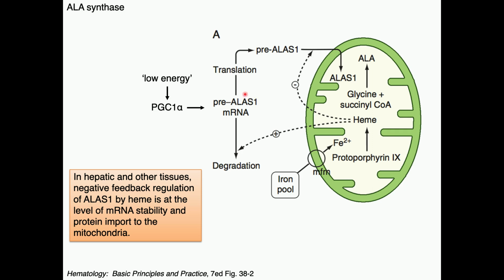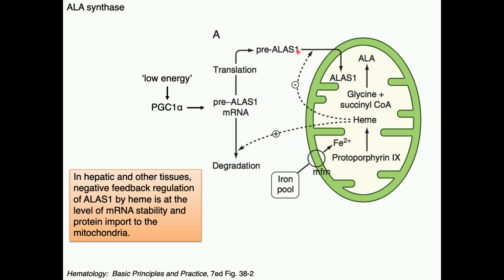Okay, so once the mRNA is translated, the regulation of ALAS1 expression by heme is at the level of degradation of the mRNA. So mRNA instability is promoted by heme, and so degradation of the mRNA is one way to get that negative feedback regulation of heme. An additional way is to prevent the import of the ALAS1 protein into the mitochondria where it does its function.